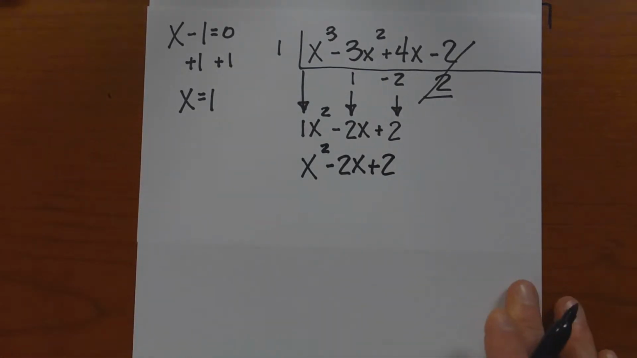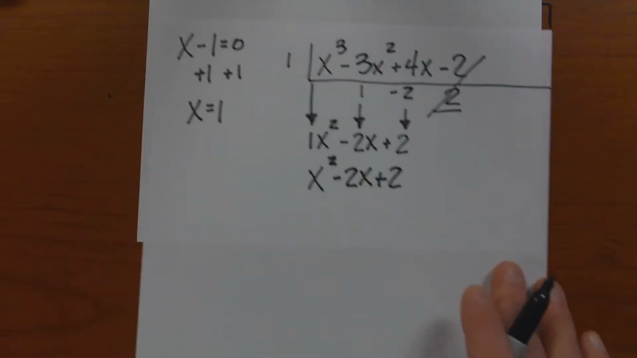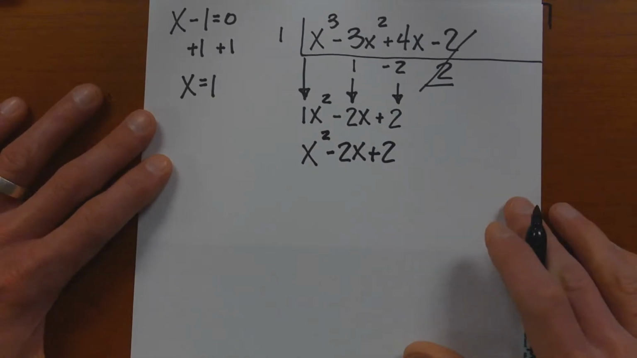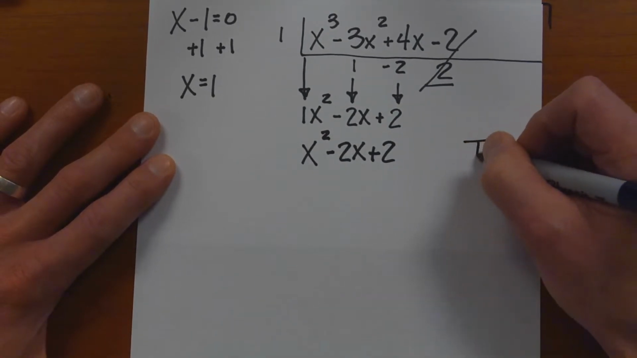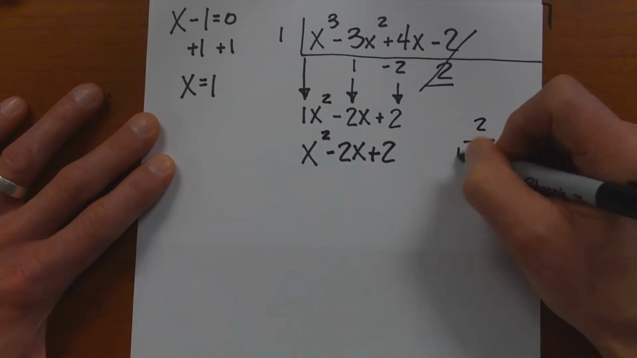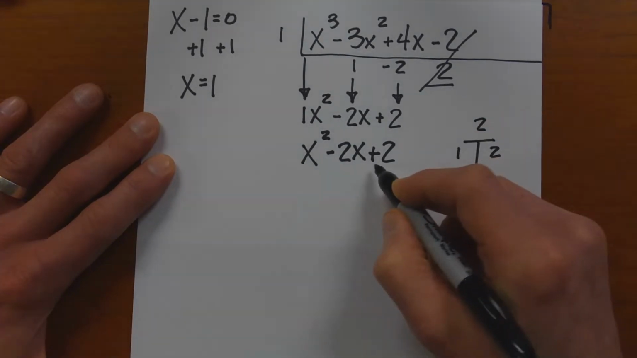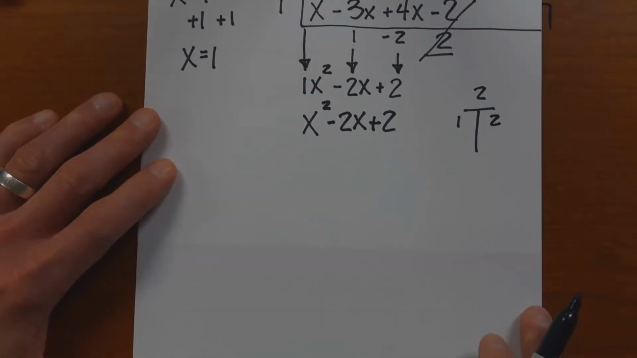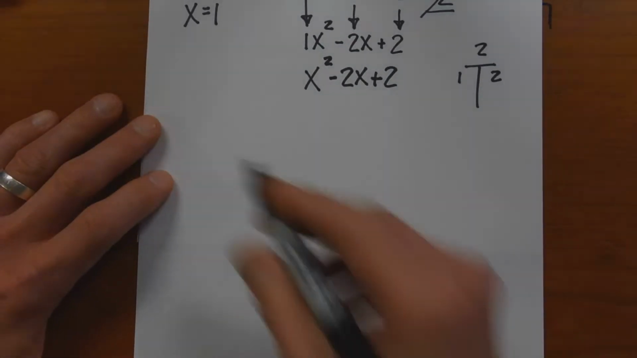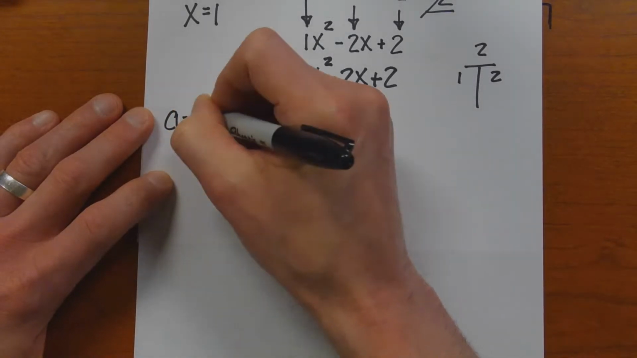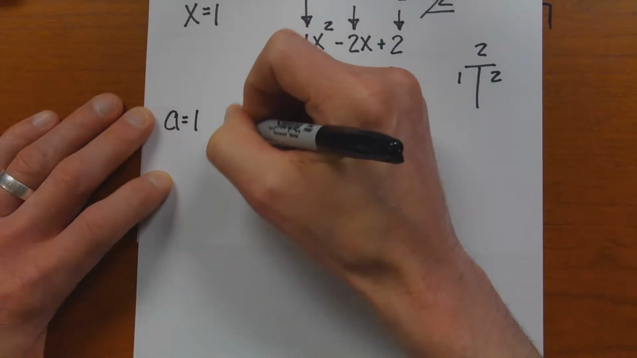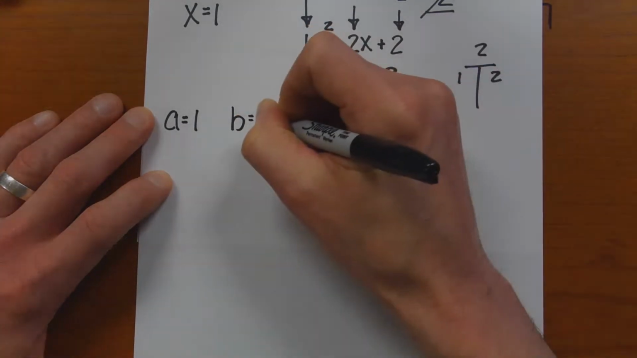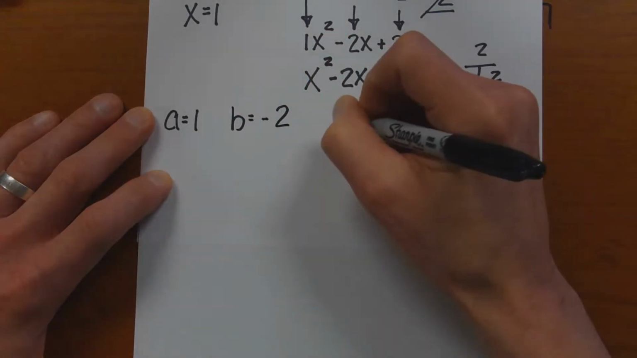Now, give me just a moment. What are we supposed to do with this problem? Find the zeros. Okay. So let's, you know what? Let's try and factor. What are the factors of 2, 1 and 2, that add to get 2? Oh, darn. This one isn't factorable. So we have to use the quadratic equation. A is 1. B is negative 2. And C is 2.